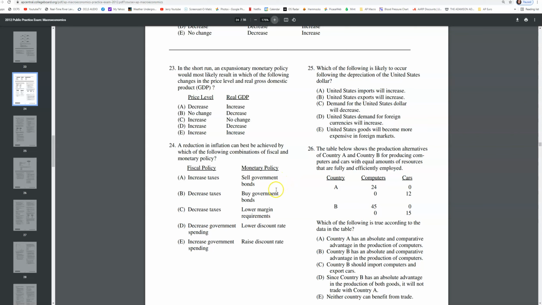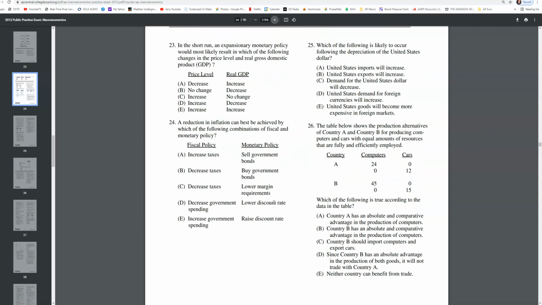25. Which of the following is likely to occur following the depreciation of the United States dollar? Remember, as the U.S. dollar gets cheaper, it makes our exports cheaper to other countries. If our currency decreases or depreciates, theirs appreciates. And so the best answer for 25 is B.